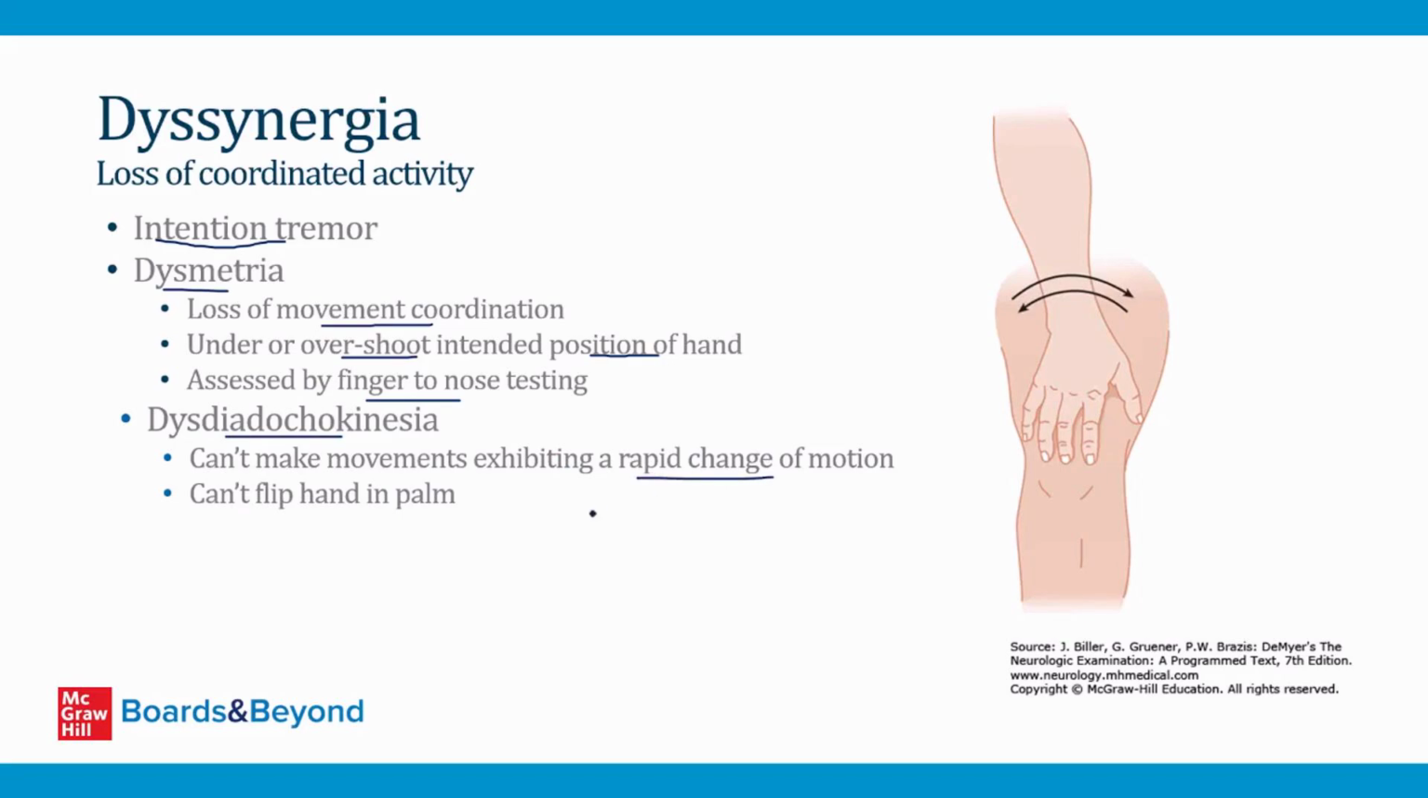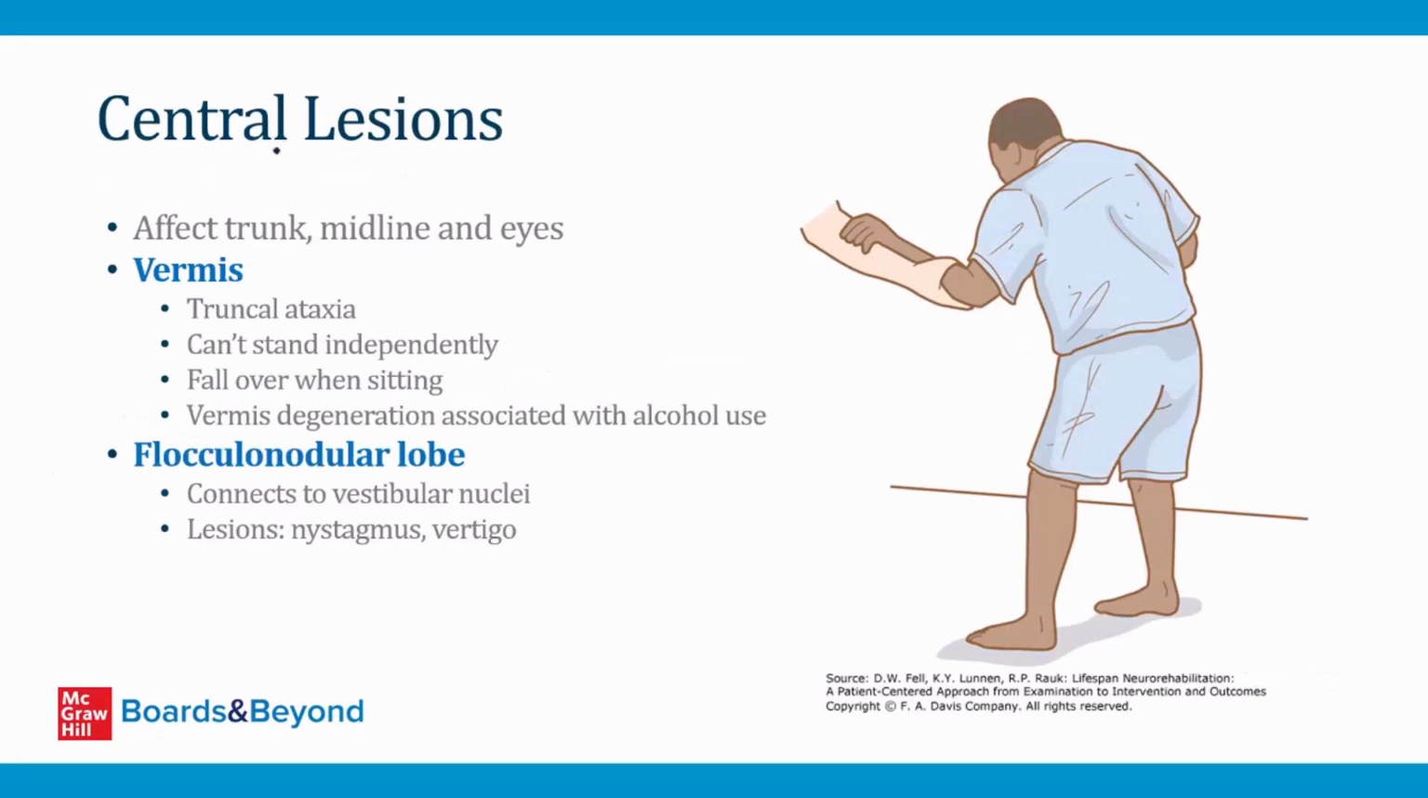So the classic way to demonstrate this is to ask the patient to put the hand of one hand in the palm of the other hand and then flip it over back and forth multiple times. If they have dysdiadochokinesia, then they won't be able to do this. They will struggle to flip their hand back and forth in the palm of one hand. Okay, so that's lateral lesions.